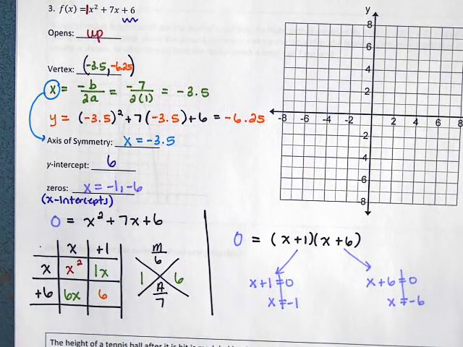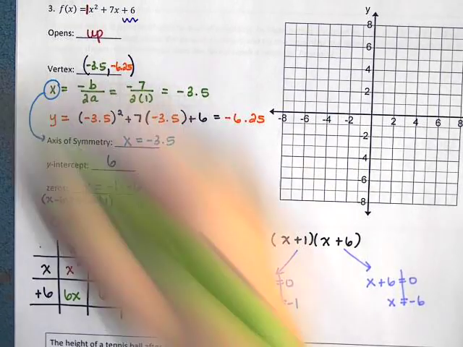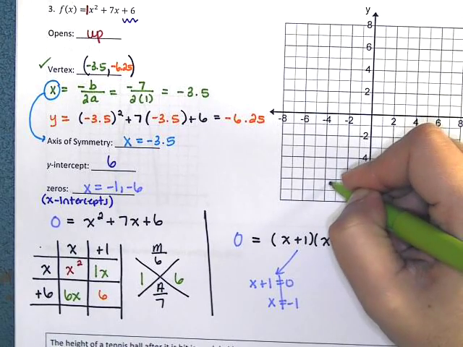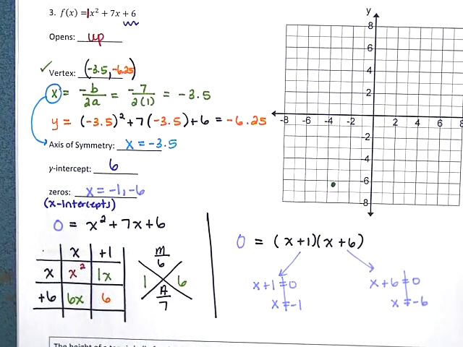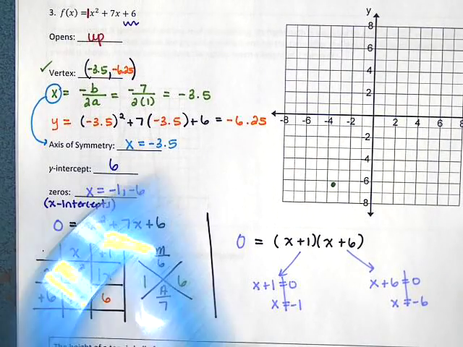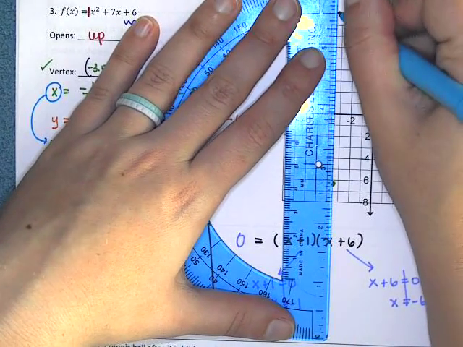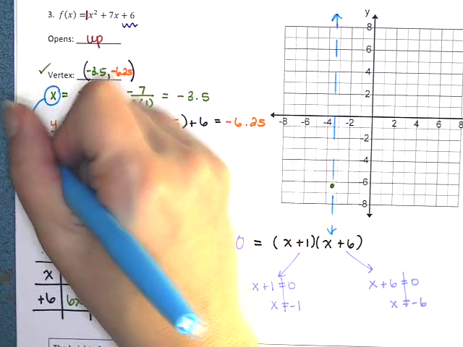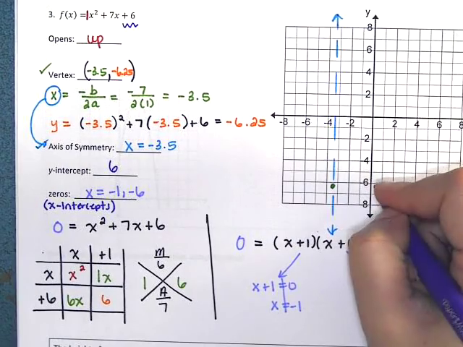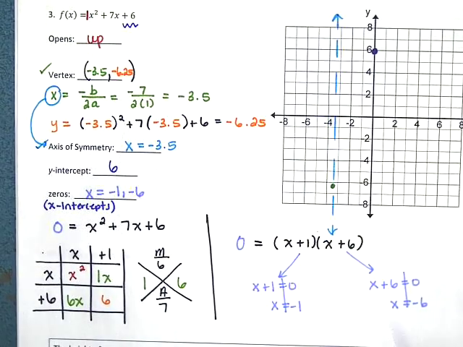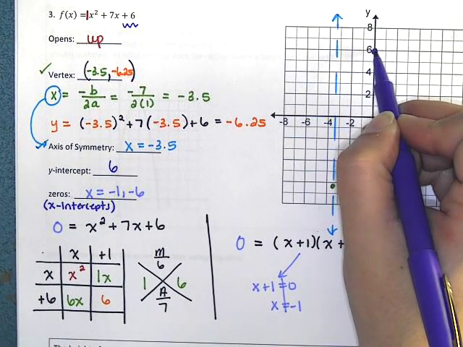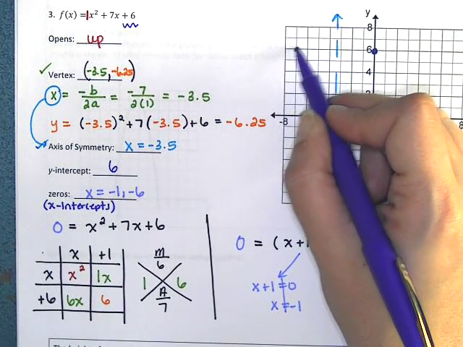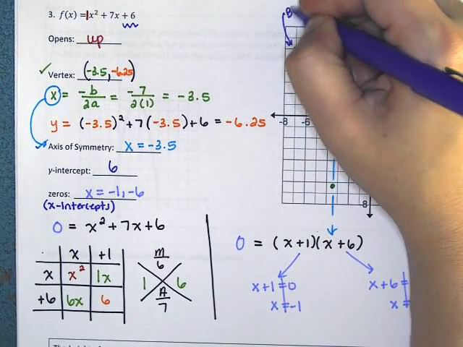So now, let's graph. First, we're going to graph the vertex. So the vertex is going to be at the point negative 3.5, negative 6.25. So right about there. The axis of symmetry is going to go right through the vertex. The y-intercept is going to go on the y-axis. And remember, buy one, get one free. So if this is 3.5 spaces to the right, I need to now go 3.5 spaces to the left and put a point there as well.